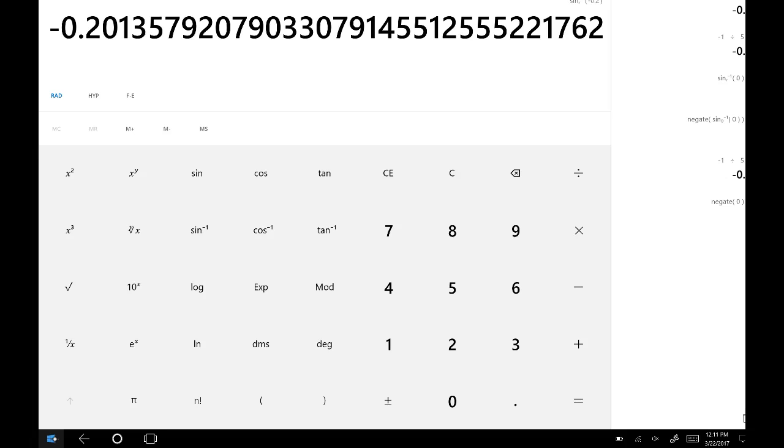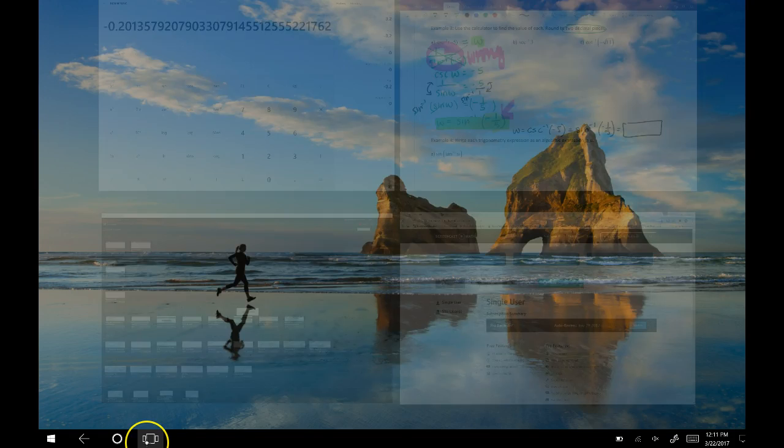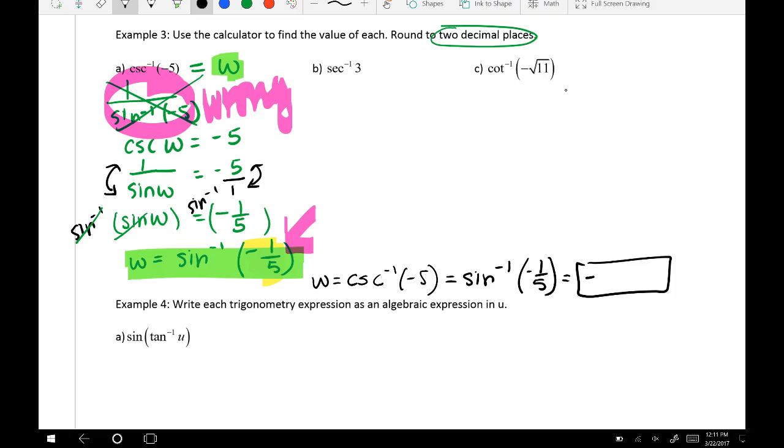Okay, 2 decimal places. Did I get the right answer using my old school calculator here? Negative 0.20. Did you guys get negative 0.20? Man, that took a lot of trial and error. Okay, let's try the next one. Secant inverse of 3. Let's make it equal to W. Okay, then again, please don't do this. I would totally cry.